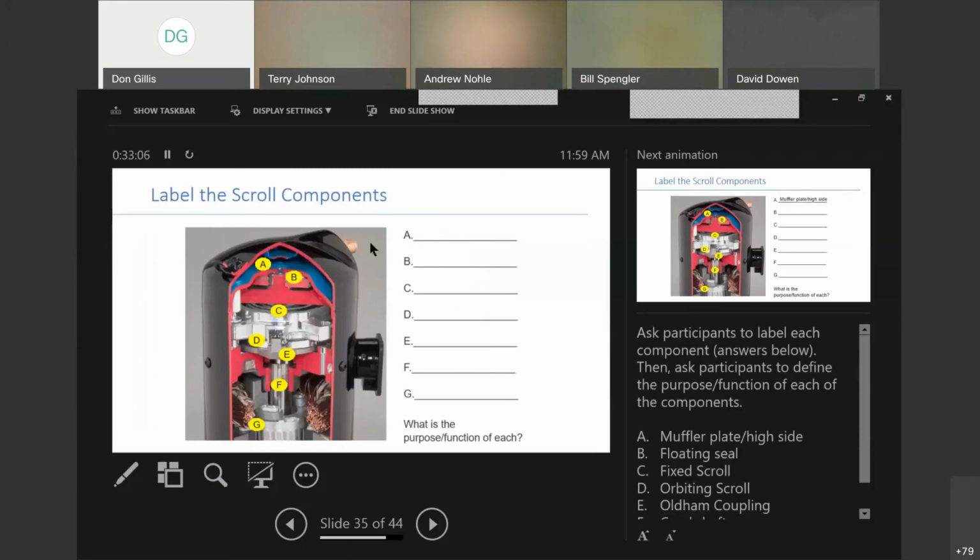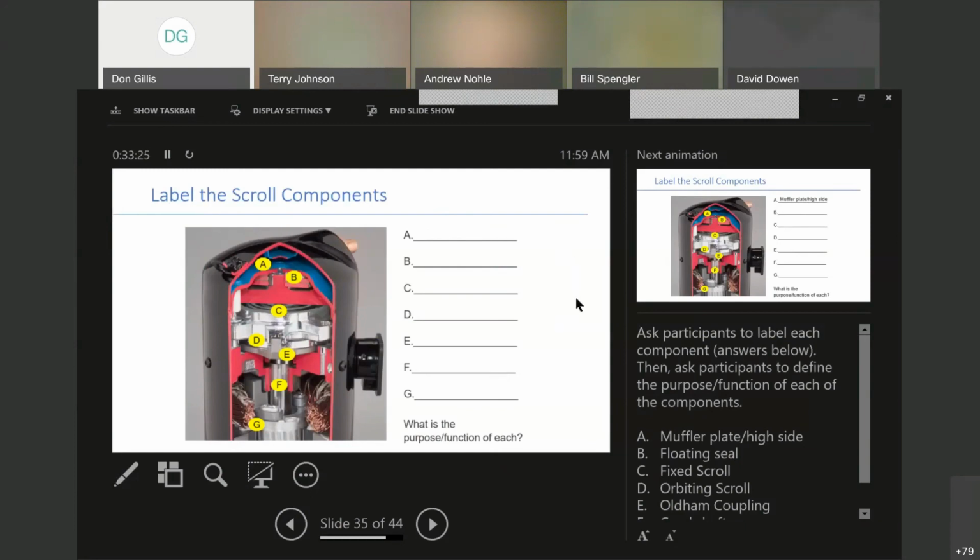This is the scroll components labeled. I'm going to give you just a second or two to think this through on your own. This is normally where I would stop in class and have them either work together or by themselves, okay? So we'll walk through this. Hopefully you'll remember what I just explained to you.